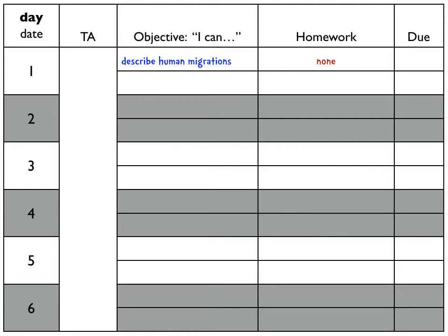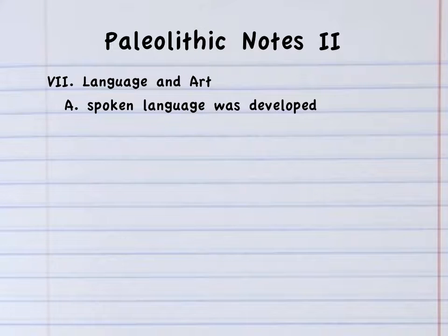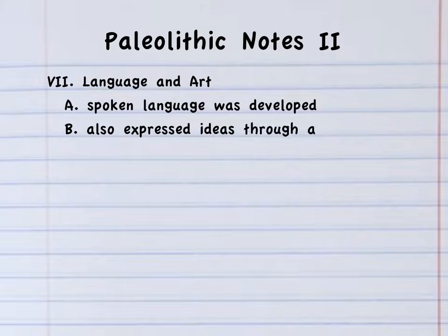We talked a lot today about human movement from Africa all around the whole world during the last ice age. It was a time of a lot of migrations around the world. So, the first section in the book, language and art. Spoken language was developed and got progressively more complex. Cave people also began to express their ideas through art. Those are mostly in the form of cave paintings.